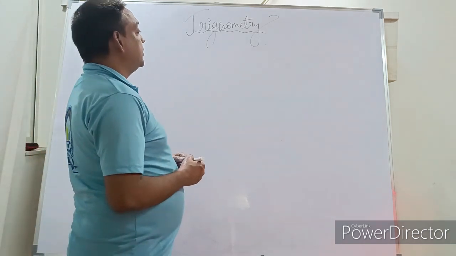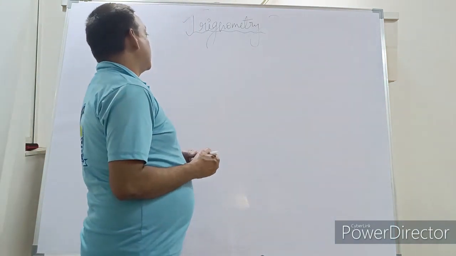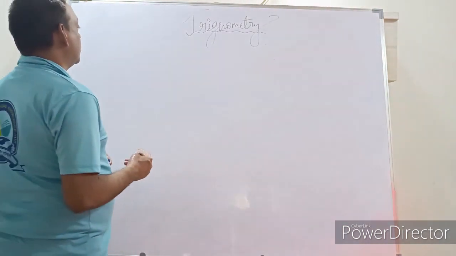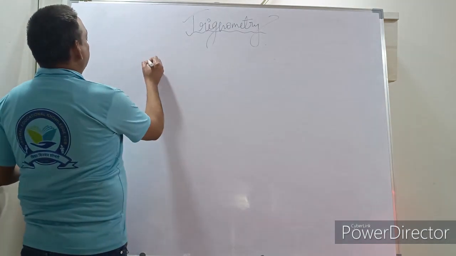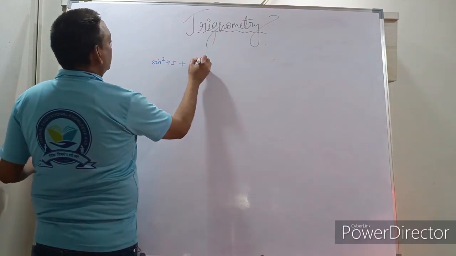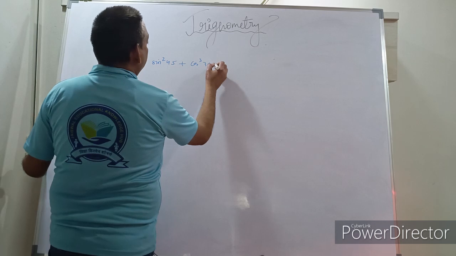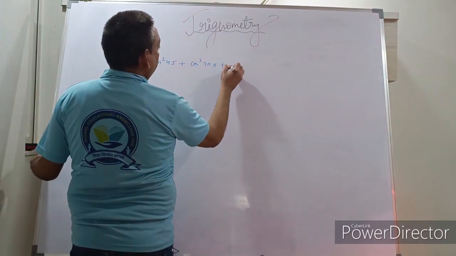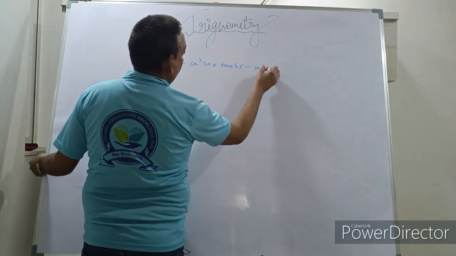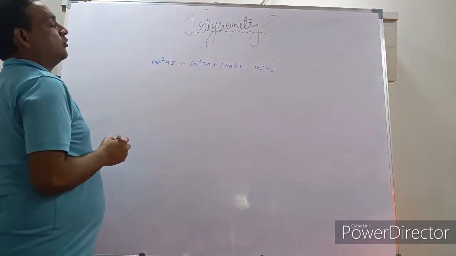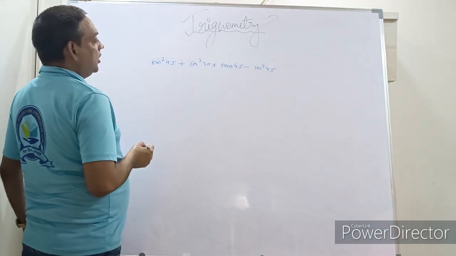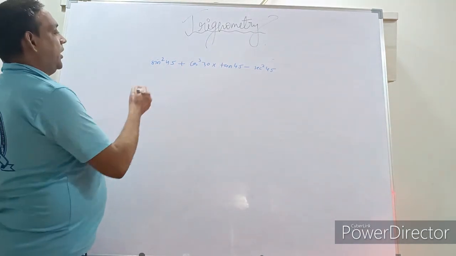Then the next one: we already finished all the values of sine, cos and tan at 0, 30, 45, 60, 90. So they can give a sum based on that also. Suppose they give you sine square 45 plus cos cube 30 into tan 45 minus sec square 45. If something is given like this, find the value of this. Again the same thing: you have to either memorize the table or you can write the table on the side, and then you can get the answer.